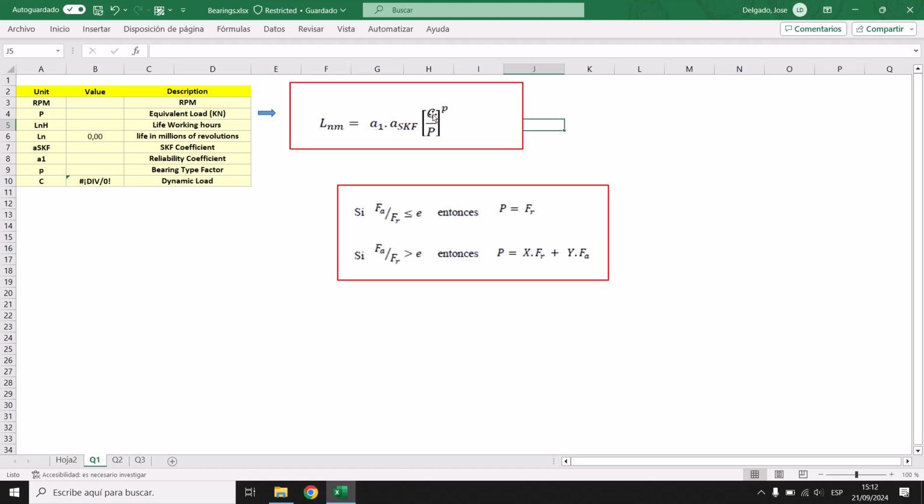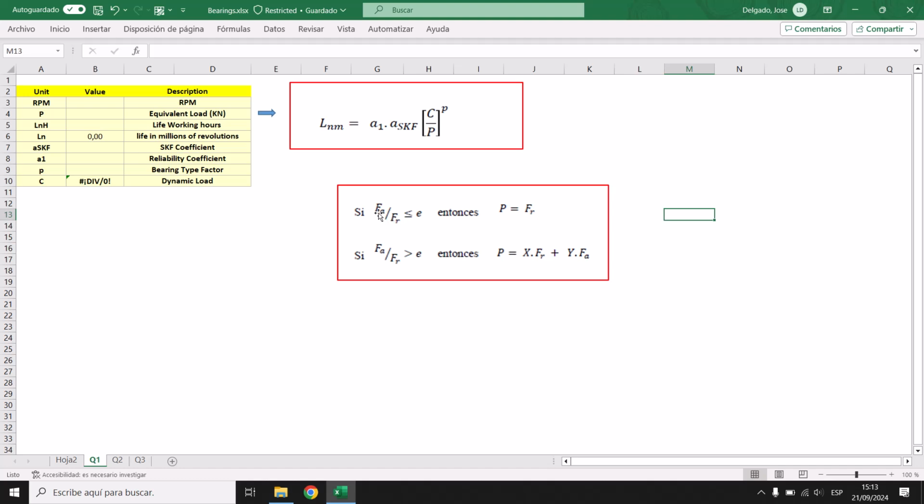P is the equivalent load, the dynamic load, and this is a bearing time factor. So it's what we have here. Something that we have to check is the equivalent load. We have two different ways to calculate this.